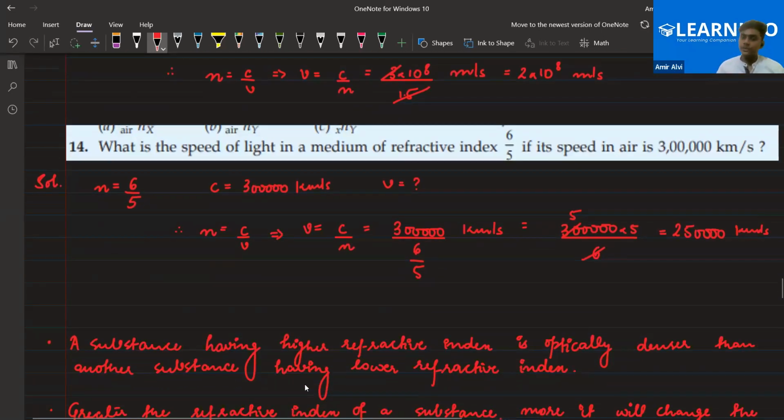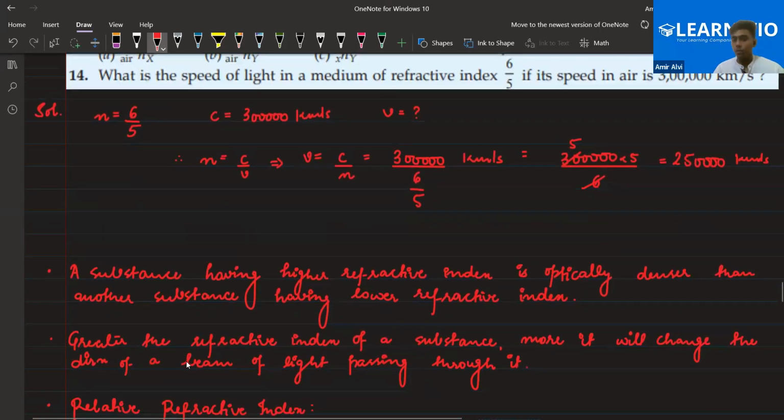Okay, so a substance having higher refractive index is optically denser. So if the substance is having higher refractive index, it means that it is optically denser medium. Okay, and if another substance is having lower refractive index than another, it's called optically rarer medium in comparison to the other medium. Right, everyone? Arish and Junaid, bolo, clear? Yes.